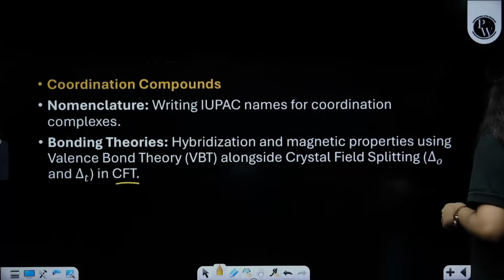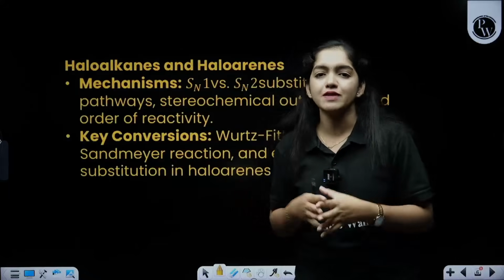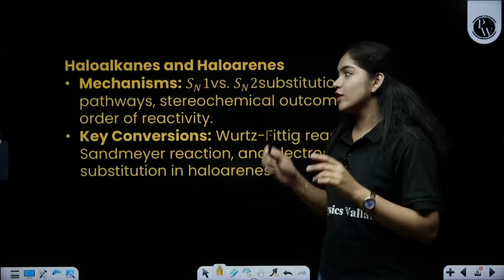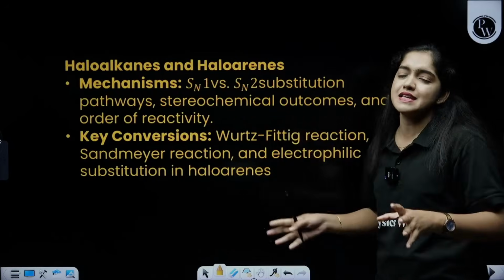Then for our 6th chapter, we are going to the organic chapters. Our first part is over. The second part of the textbook contains the organic chapters, and the first organic chapter is Haloalkanes and Haloarenes. That is a very easy chapter.